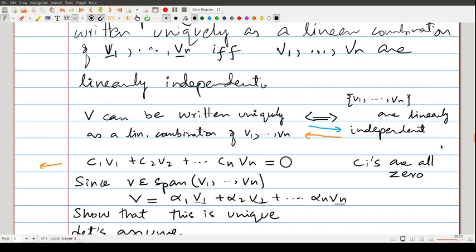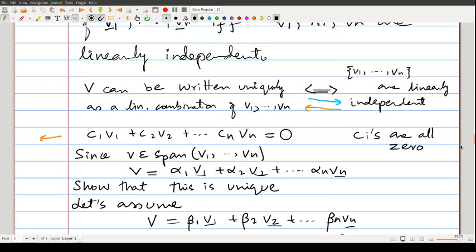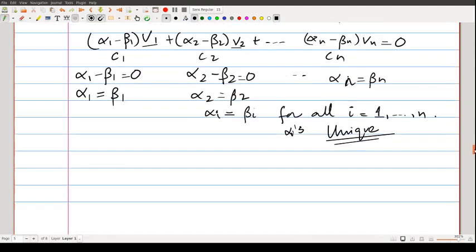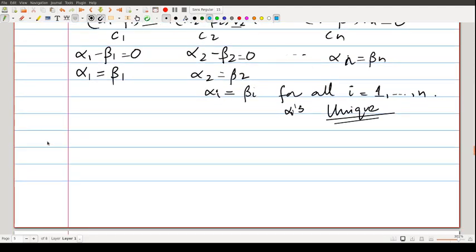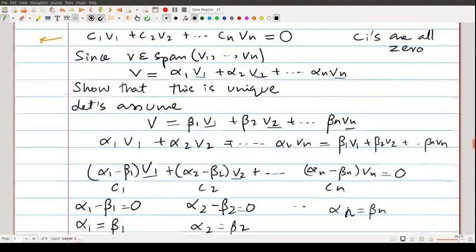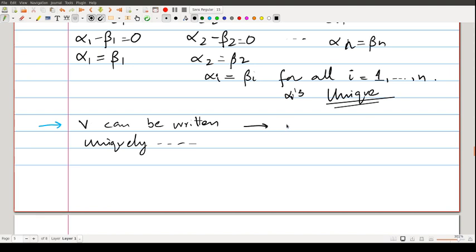Now we want to prove the theorem in the other direction. That is, if v can be written uniquely as a linear combination, and you know what the statement is, then I want to prove that this should imply that v1 to vn is linearly independent.